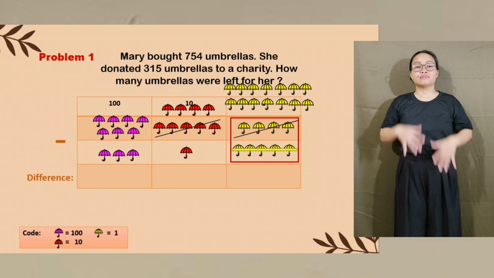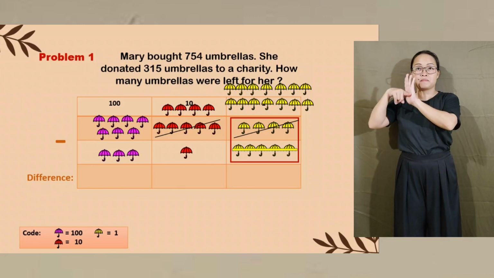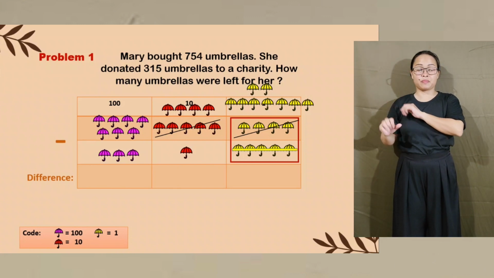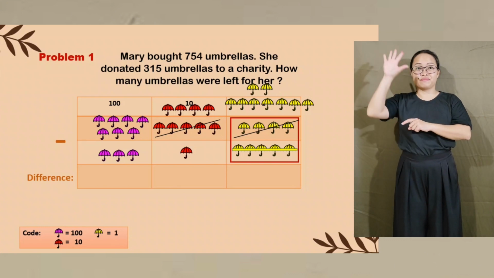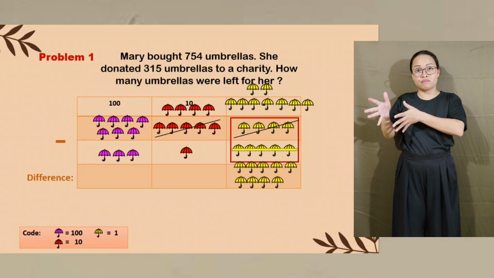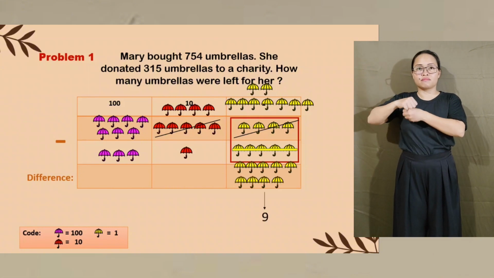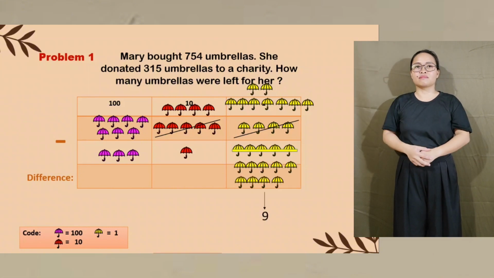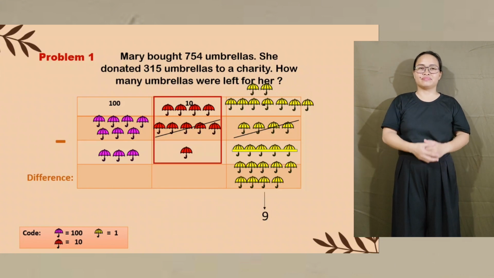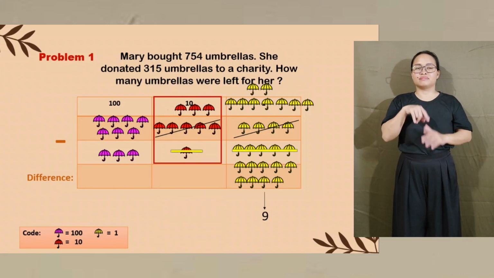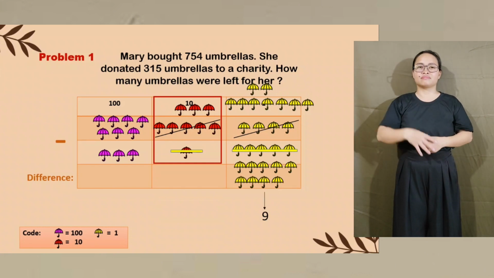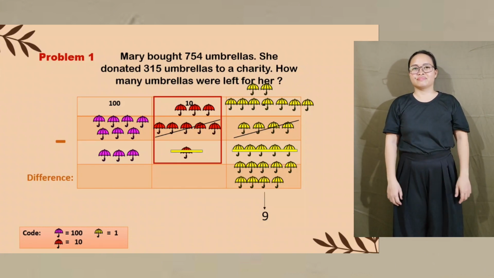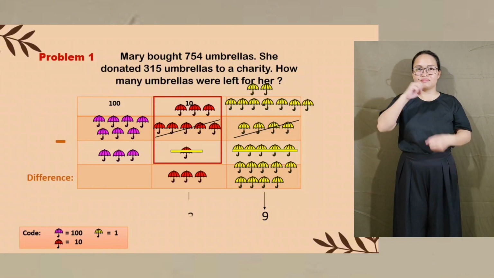Now 14 minus 5, let's take away 5 umbrellas, so we are left with 9 umbrellas. Next, 4 minus 1, so let's take away 1 umbrella. So let's count the number of umbrellas left. We are left with 3 umbrellas.